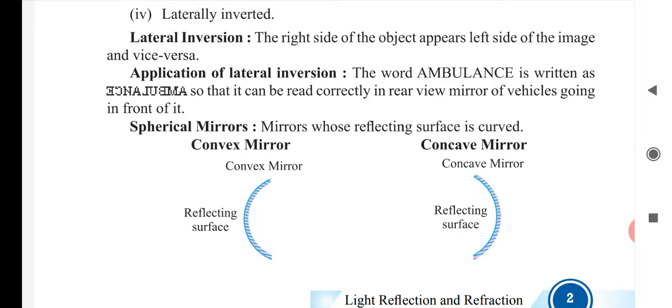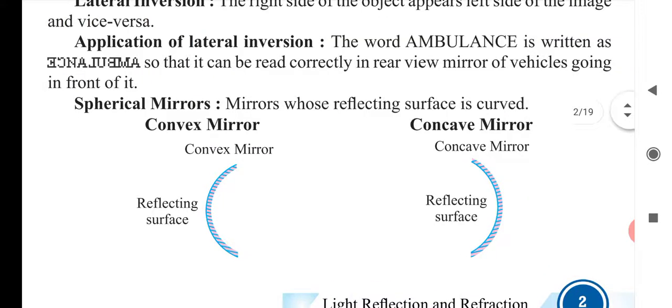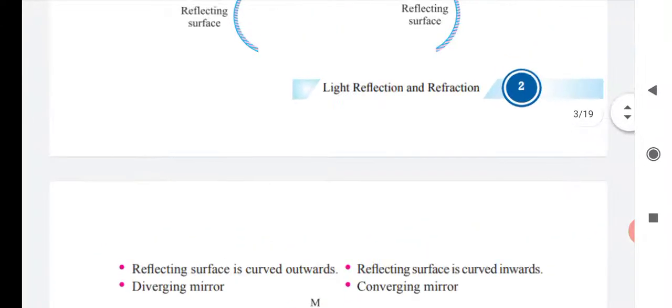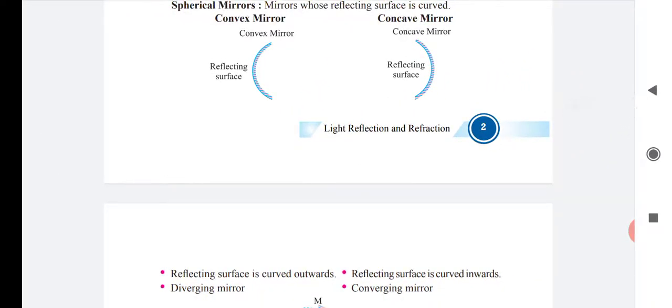If a spherical mirror is cut into two parts, depending on the polished surface, we will get a convex mirror as well as a concave mirror. Let us see what are the kinds of mirror. Spherical mirrors are mirrors whose reflecting surface is curved. You can see two curves are there. One is the concave mirror, that is the reflecting surface. Another one is the convex mirror, that is the reflecting surface. So how will we differentiate the concave mirror from the convex mirror?